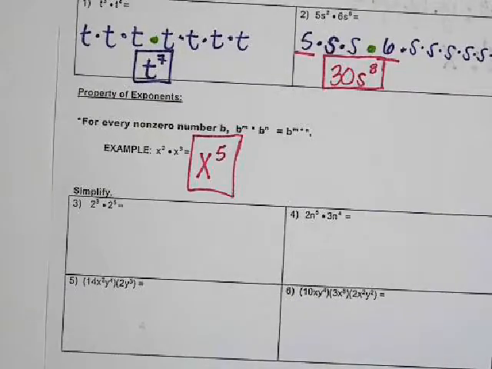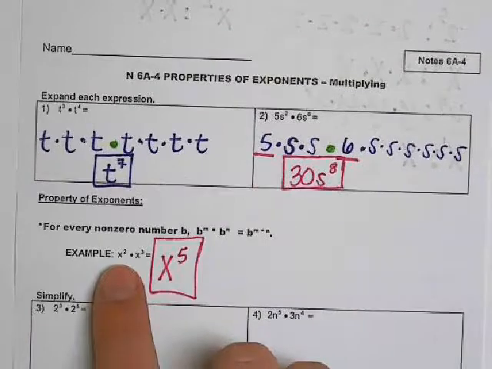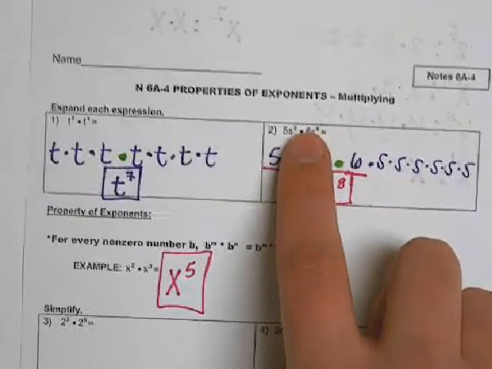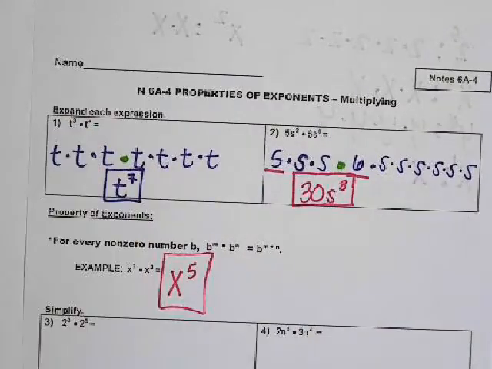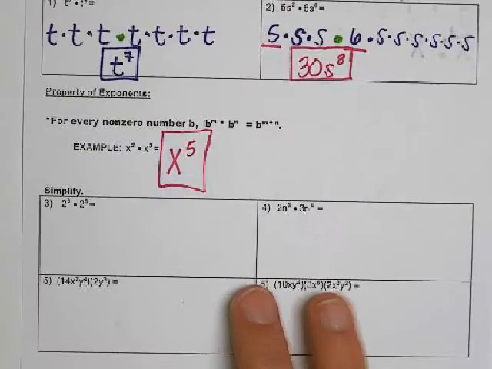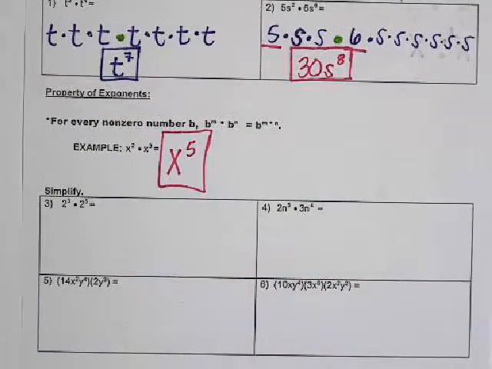Okay, example 3. Look at 3. Why is 3 different? There's no letter. There's no what? There's no letter. Pay attention. So my exponents are with the number, the big number, right? My exponents have been with the letters. Okay. Now number 3, there's not a letter. So what am I going to do?